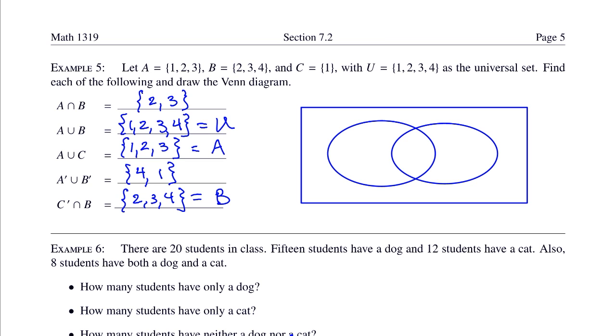Here's A. Here's B. What elements go in? The easiest part is the middle. What elements go in the middle? 2 and 3. I'm going to denote these with dots. So dot 2 and dot 3.